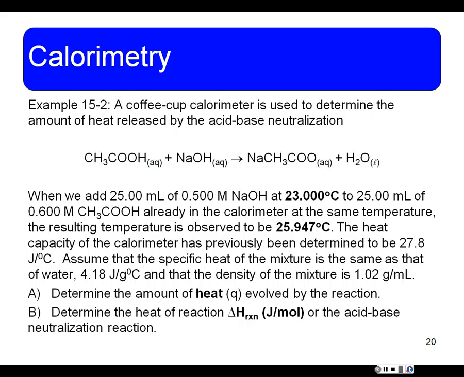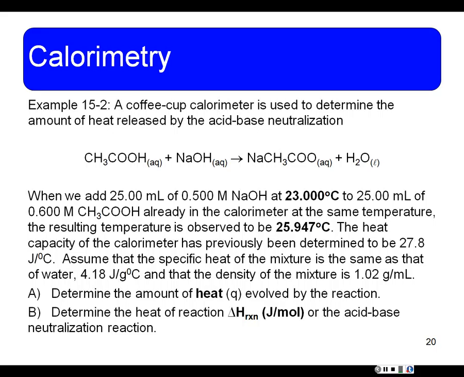We are given the heat capacity. So this whole step we just did earlier, we don't have to do that here. We're already given the heat capacity, and it's 27.8 joules per degree C. We're assuming that the specific heat is the same as water, so whenever we have to plug in for C, use that. And the density is 1.02 for the mixture as a whole, when we mix these two together.